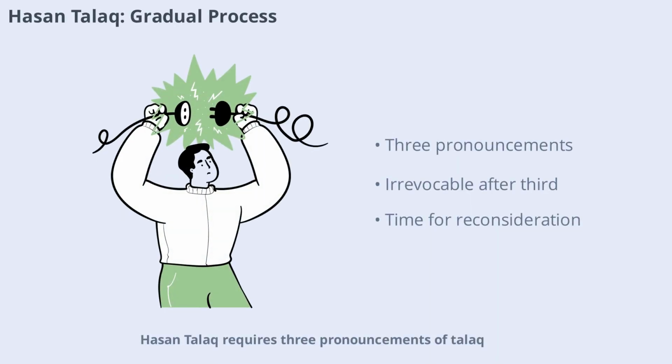Hasan Talaq requires 3 pronouncements of talaq, 1 in each period of purity, tuhr. After the third pronouncement, the divorce is irrevocable. This method offers time for reconsideration and potential reconciliation, ensuring that the decision to divorce is not made hastily.